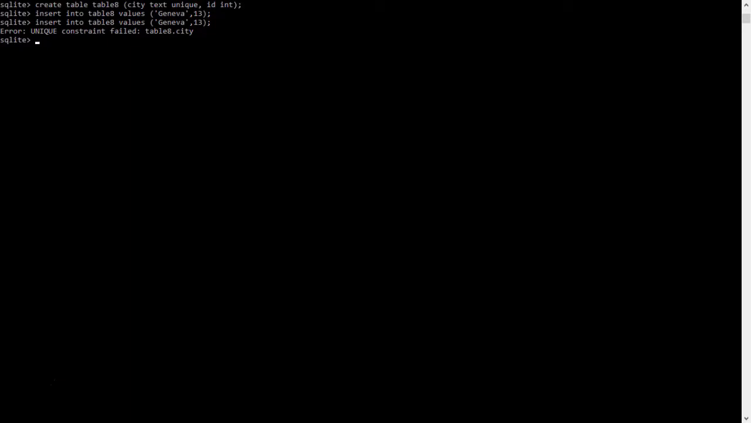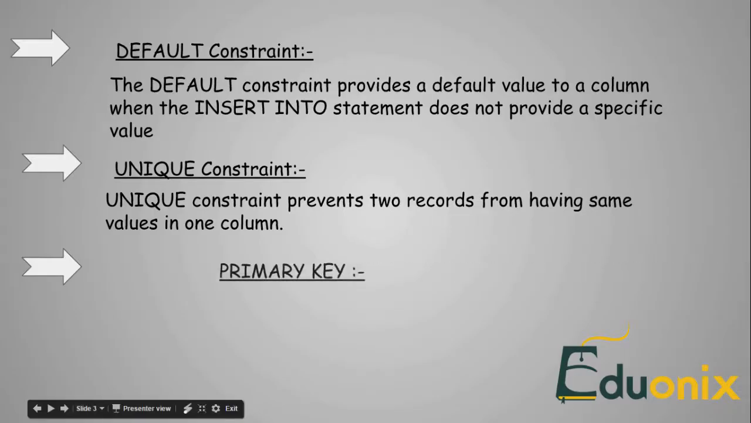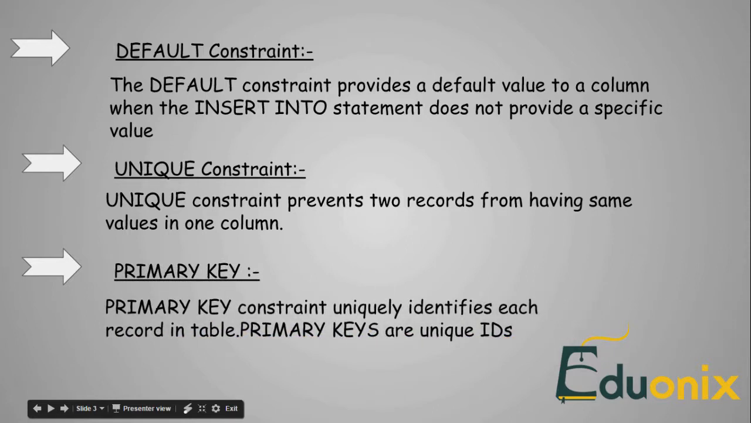So I have received the error that there is a repetition of the value, which should not happen because a unique constraint was assigned to the column named city. The next constraint is a primary key constraint. Now a primary key constraint uniquely identifies each record in the table. Primary keys are unique IDs.